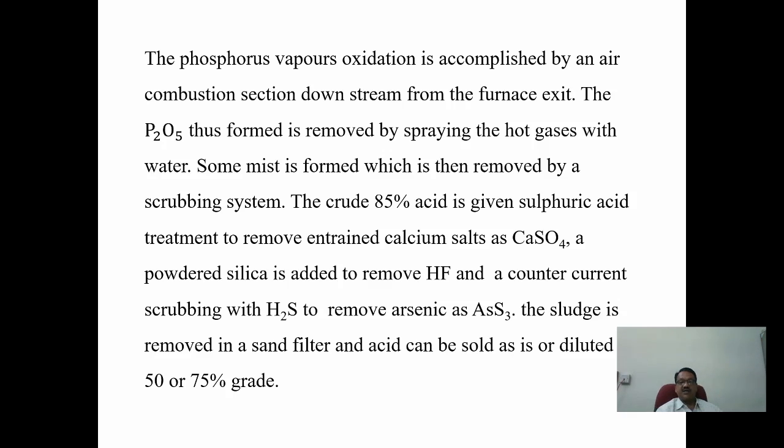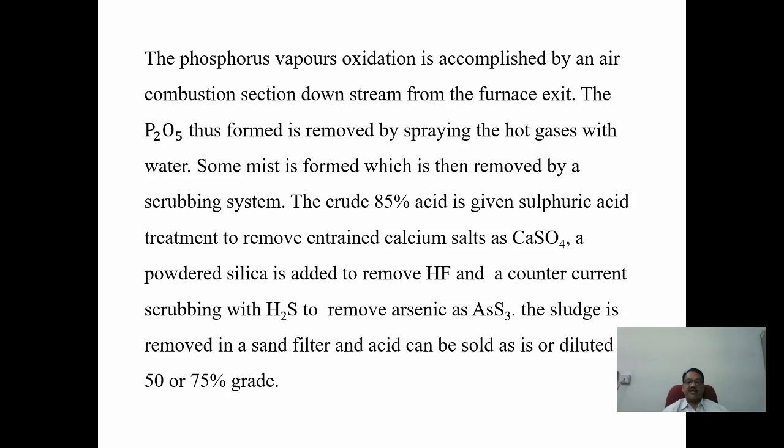The phosphorus vapors' oxidation is accomplished by an air combustion section downstream from the furnace exit. The phosphorus pentoxide thus formed is removed by spraying the hot gases with water. Some mist is formed, which is then removed by a scrubbing section or system.